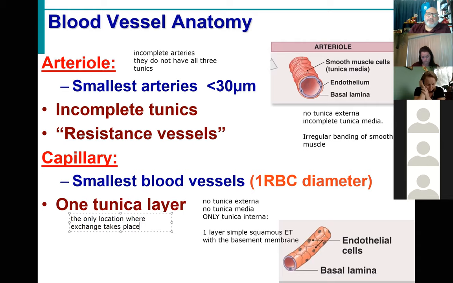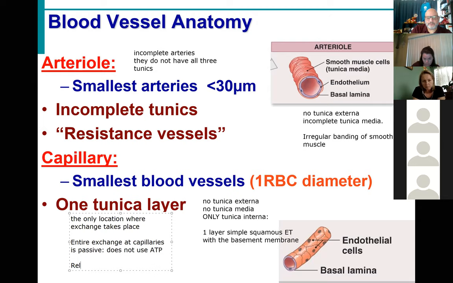And that entire exchange at the capillaries is passive. Remind me again what that means? No ATP. Yeah. Does not use ATP. And so if it does not use ATP, we rely on diffusion. And what is one of the characteristics that can make diffusion occur faster?